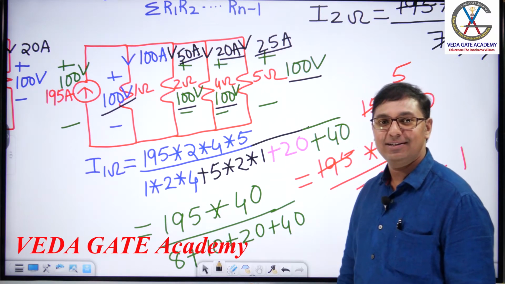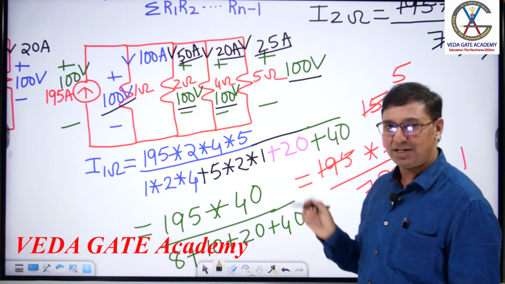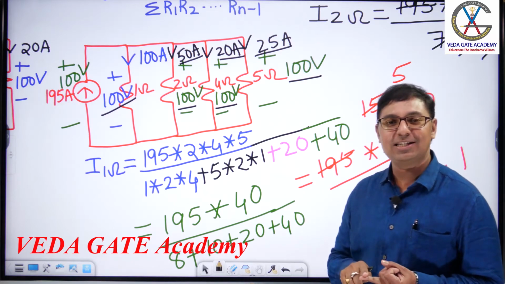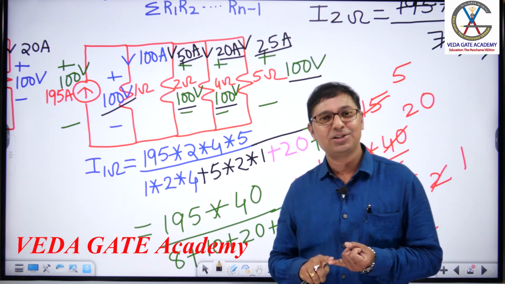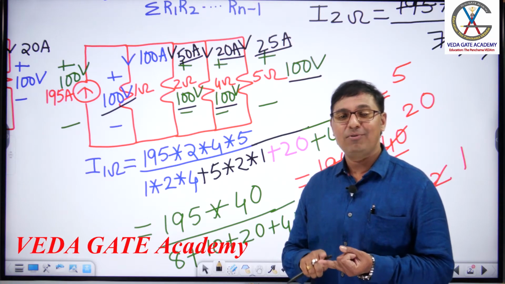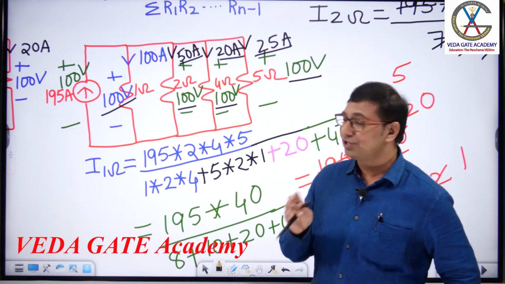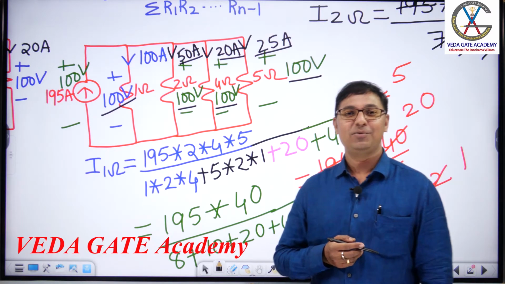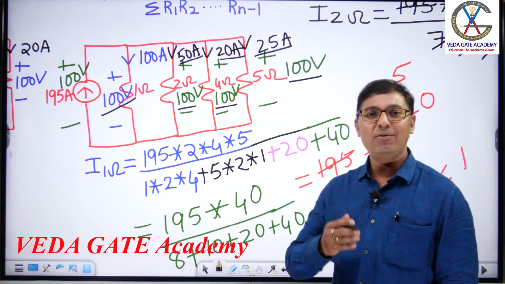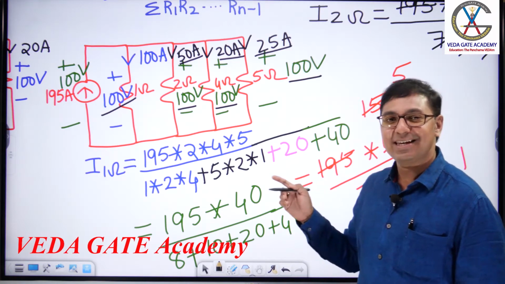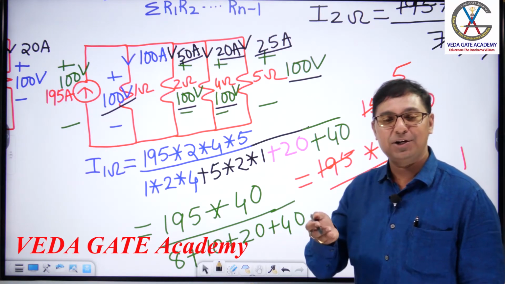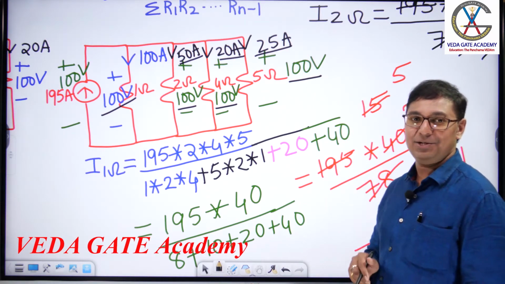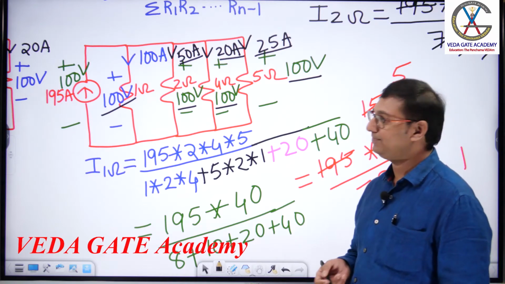Got the point? If you analyze the structure here, in the current division concept we have used Ohm's law for finding current, Ohm's law for finding voltage, current division, KVL, and KCL. We have not used one law here. What is that law? We have not used voltage division. Why? Since the given circuit is a parallel circuit, we can't use voltage division. Voltage division we can apply only for a series circuit, and if one voltage is known.